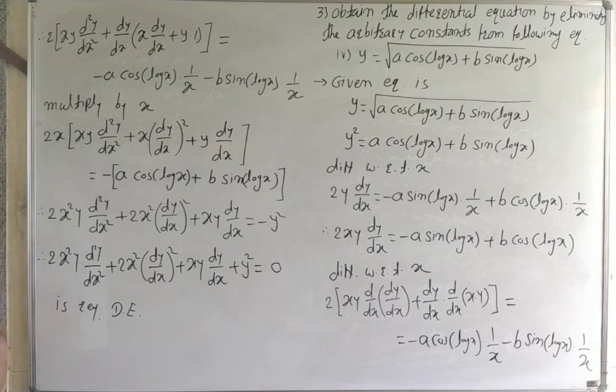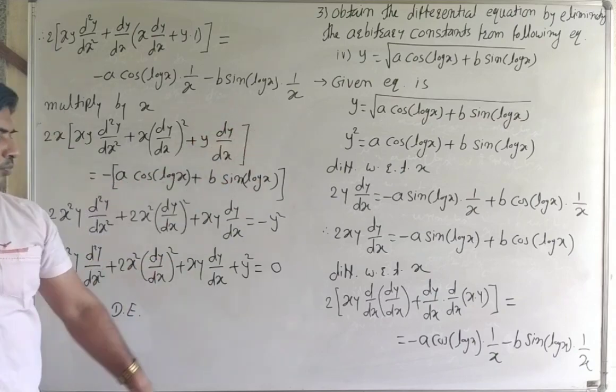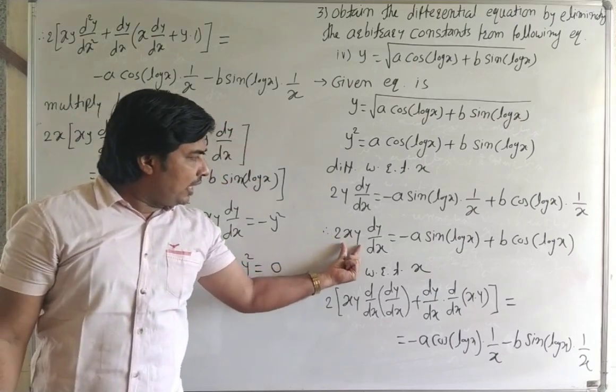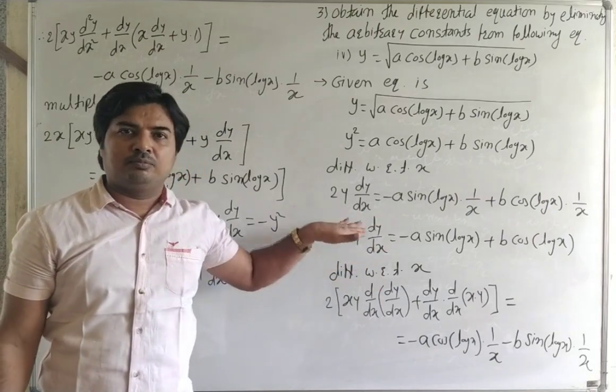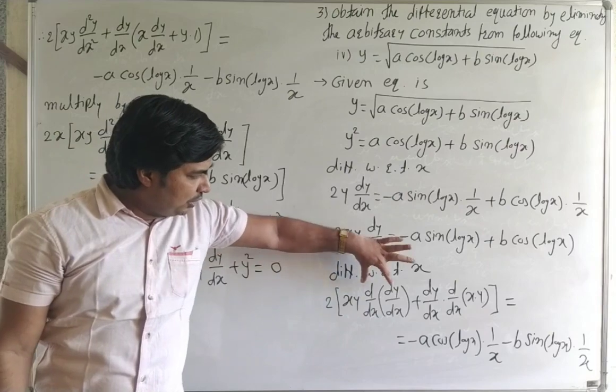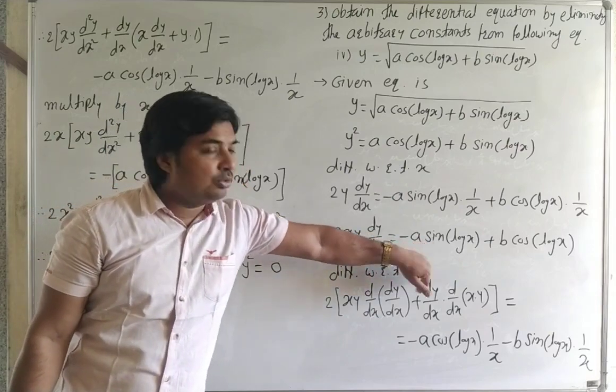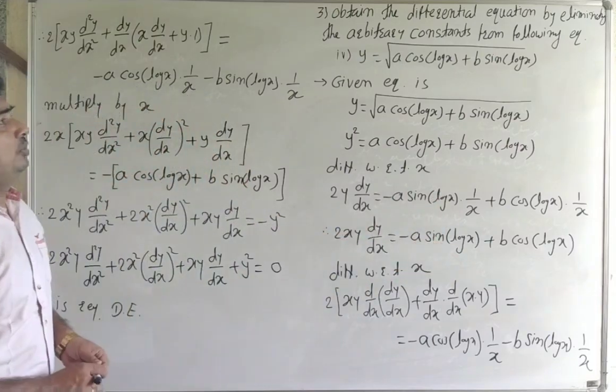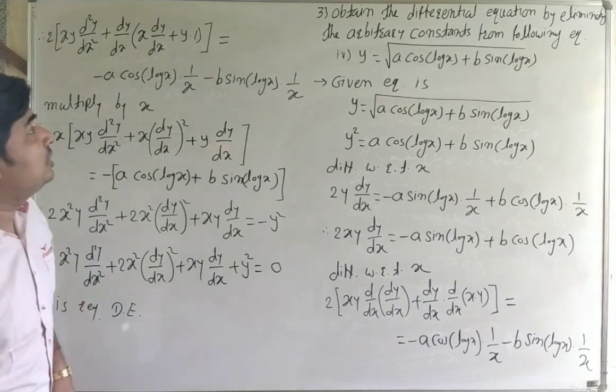It is the required differential equation. See carefully this. Here we take x into y as u and dy by dx as v, and then we use the derivative of u into v: u into derivative of v plus v into derivative of u. See carefully this. Now the last example in this question.